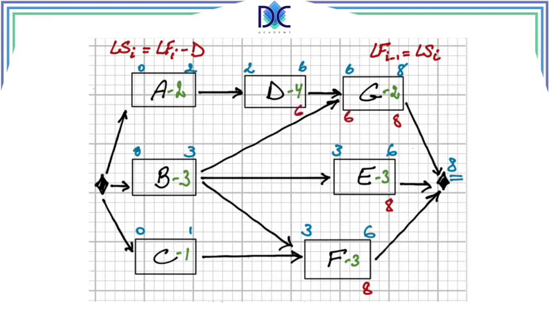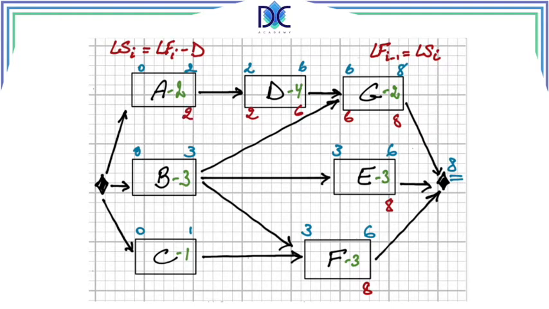Then the late finish of D is equal to the late start of G, which is 6. 6 minus 4 is 2. The late finish of A is 2.